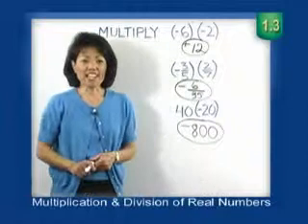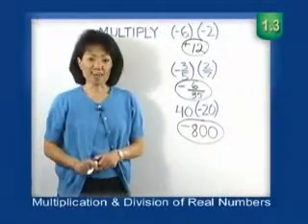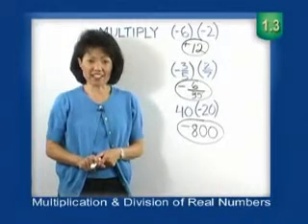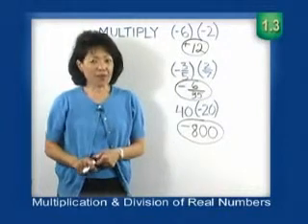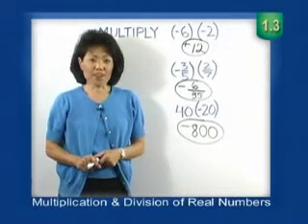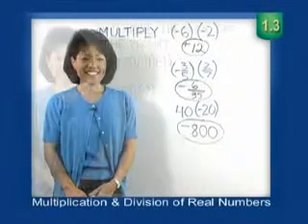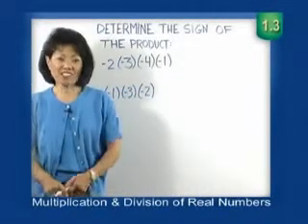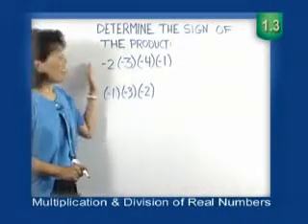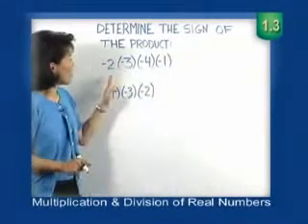So once again, the most important rule to remember when multiplying these signed numbers is count the number of negative signs. If there's an even number, the product is positive. If there's an odd number, the product is negative. Let's take a look at what we have next. Determine the sign of the product, and let's also just write the product for our own reference.